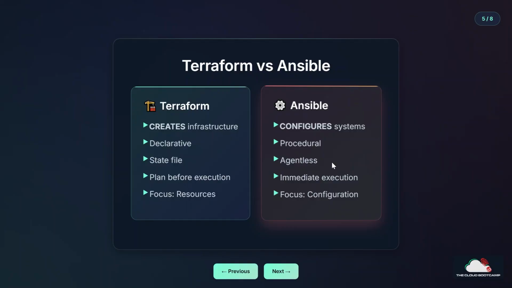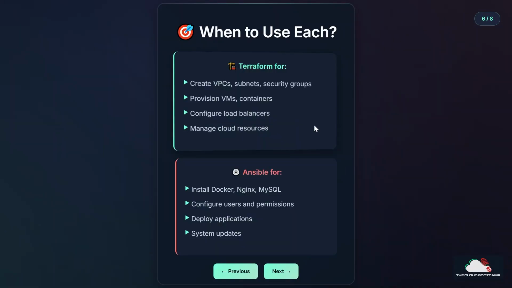Now let's quickly look at some practical use cases. You use Terraform to create VMs on AWS, configure networks, manage security groups, and even provision RDS databases. Ansible is used to install Docker on these VMs, configure users, set up SSH keys, deploy the application, and automate many other tasks.